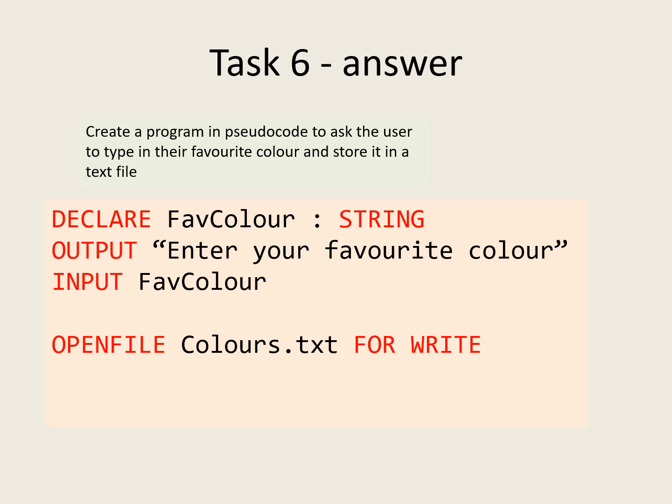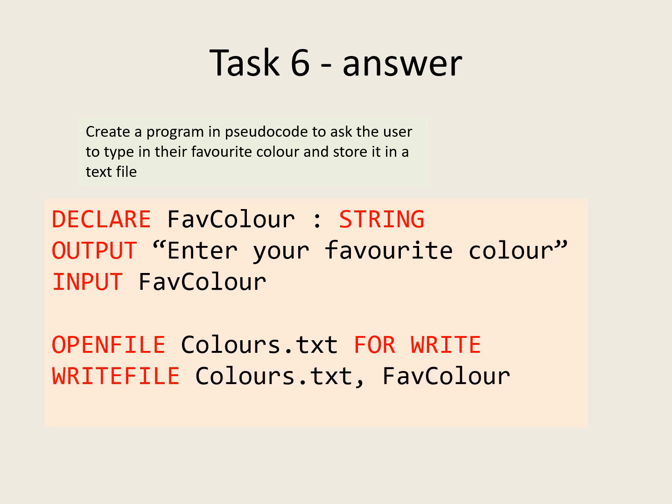So we've entered the information. We're going to open the file in write mode because we want to store it in the text file. We're going to use the write file pseudocode. So write file, the name of the text file, and then the variable that was input, that's going to be written to the text file.